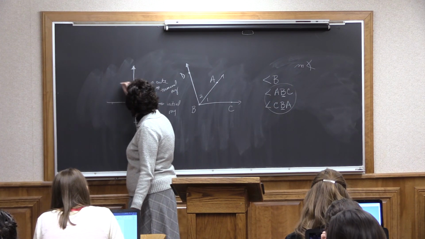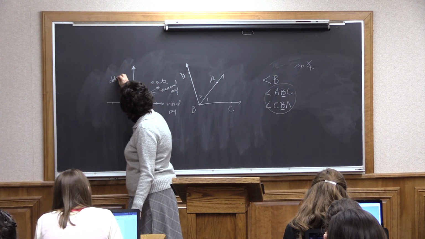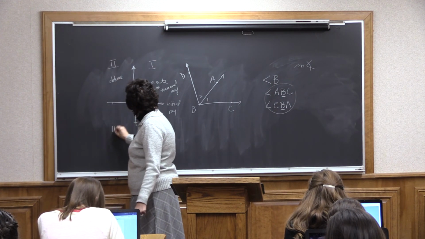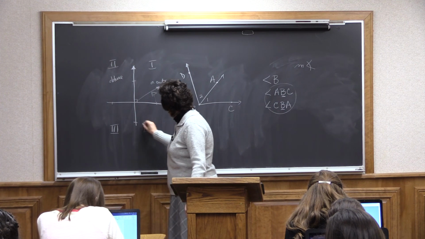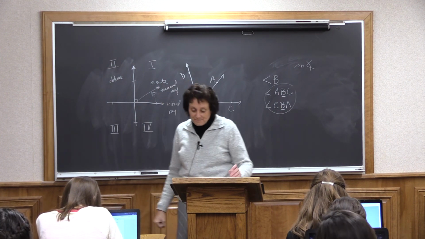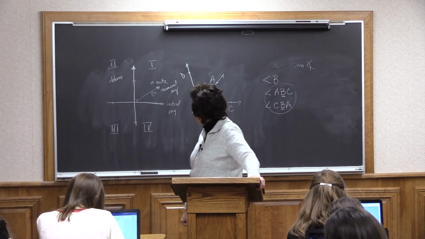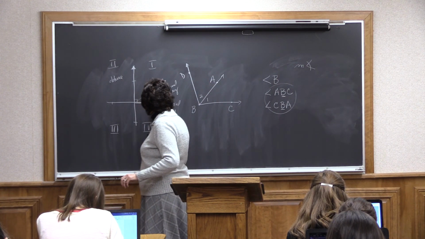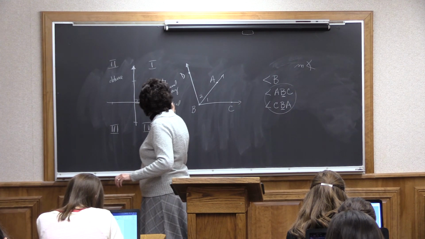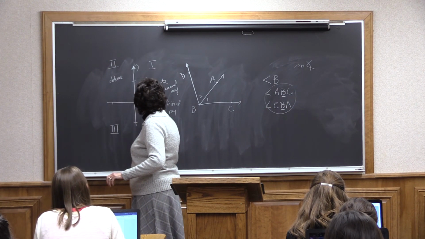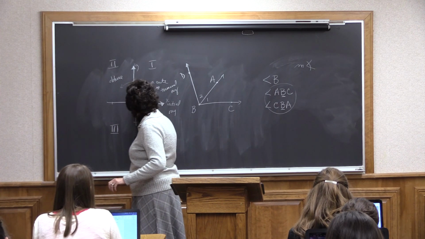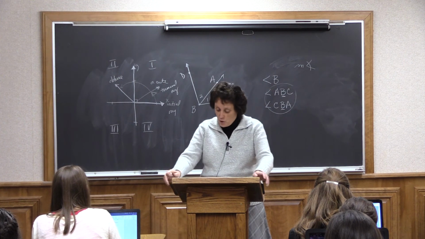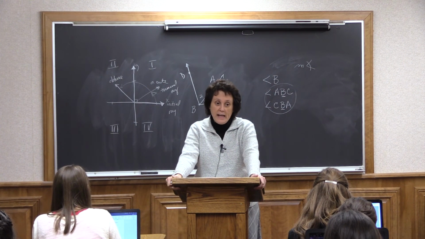Then we have obtuse. Obtuse angles are in quadrant 2. Here's quadrant 1, quadrant 2, quadrant 3, quadrant 4. Remember your XY coordinate plane? Obtuse is in quadrant 2. That means we'd have our initial ray still on the positive x-axis, and then our terminal ray would be rotated somewhere in quadrant 2. So an obtuse angle is greater than 90 but less than 180.